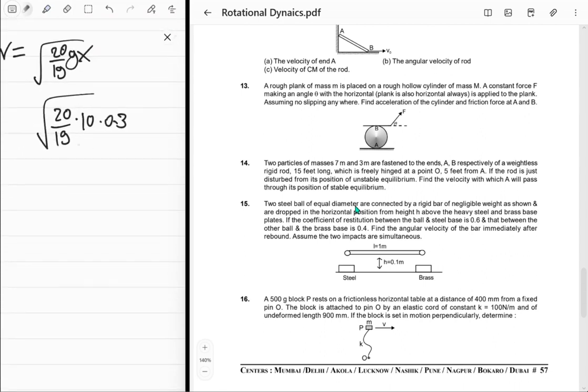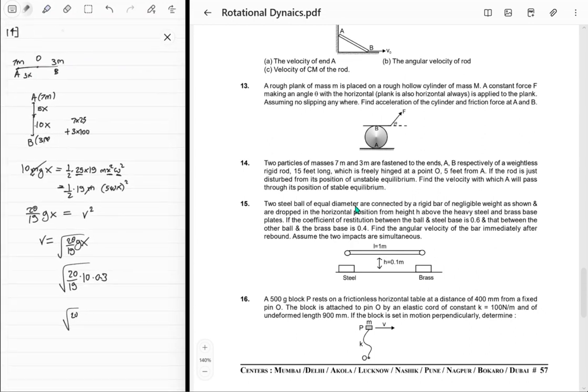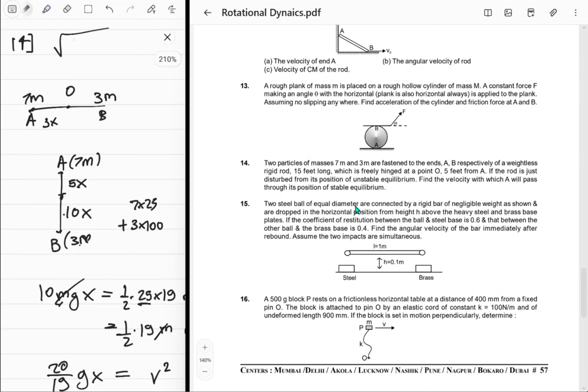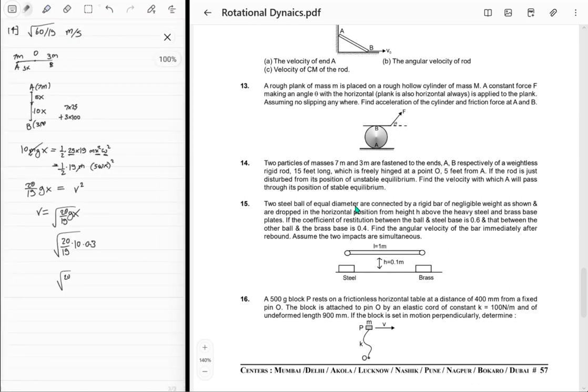So yeah, the square root of 20 times 3 is like square root of 60 upon 19. Approximately square root 6, but yeah, square root 60 upon 19, in SI meter per second. That should do it. Okay, cool. Next question.